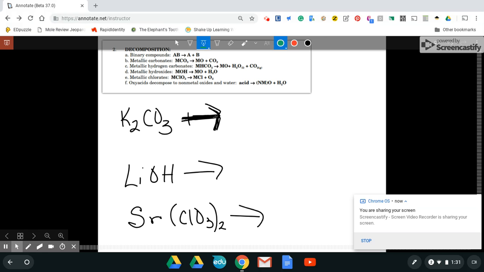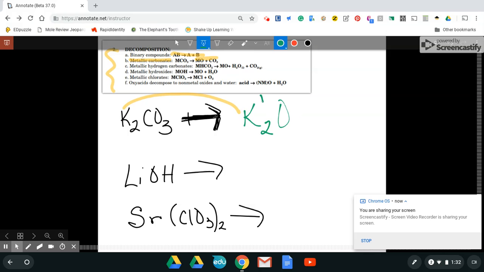All right, decomposition means I am taking something and I'm breaking it down into different parts. So I've got potassium carbonate. Look for the word carbonate in your example. It comes right here, metal carbonates. So here's what I've got to do to predict the products. I'm going to put the metal, potassium is the metal, so I'm going to put a K. It forms a metal oxide, so that would be K2O.